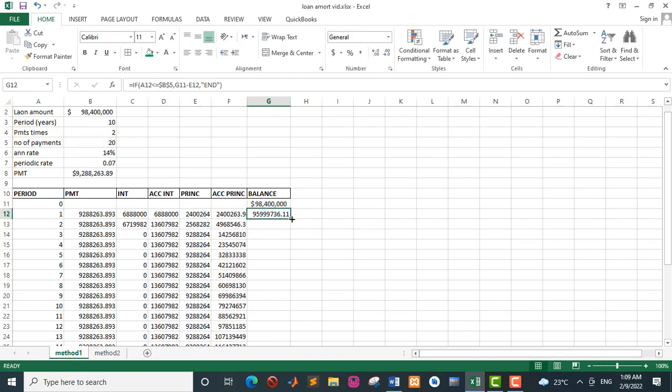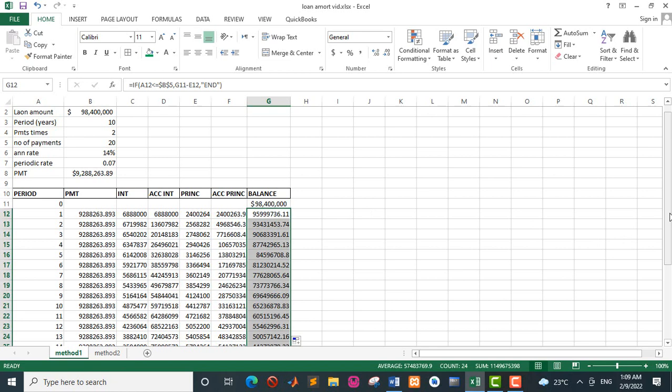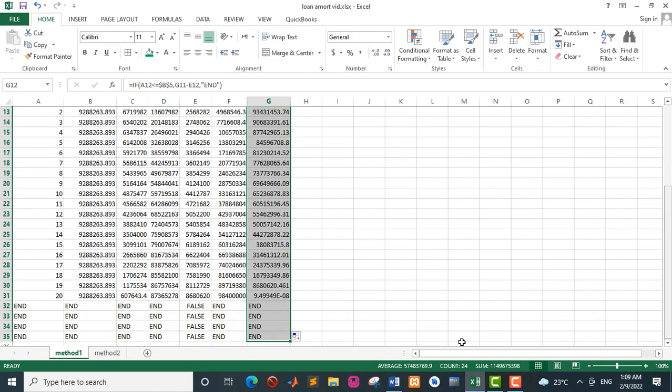So when we double click, the model will autocomplete. So we just need to round this value to 0 decimal places. As you can see, after accumulating the principal right here, we now have our 98.4 million recovered. So we want to round this to 0 decimal places.